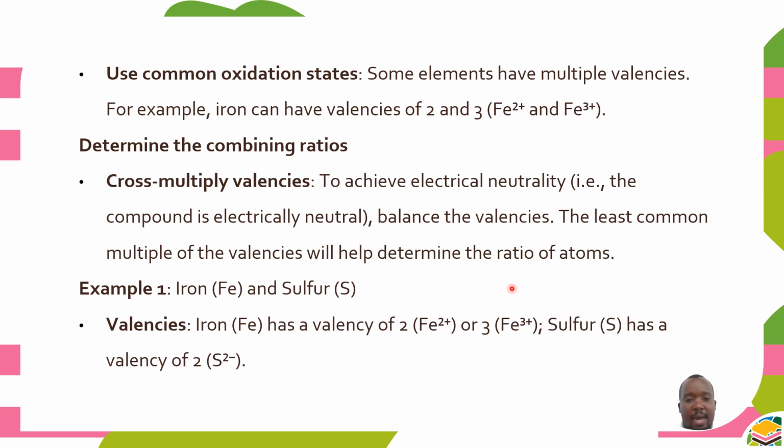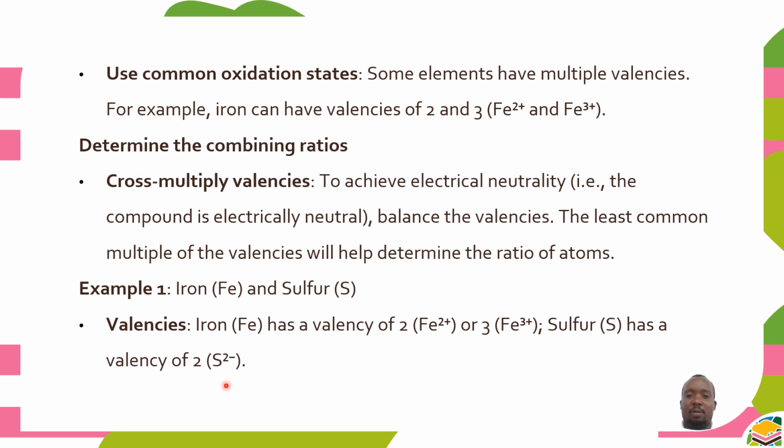Why are we cross multiplying the valences? Yes, we want to make sure that the compound is electrically neutral. And remember, it was also mentioned previously that the valence can either be positive or negative or neutral. Here for iron it is positive, for sulfur it is negative.